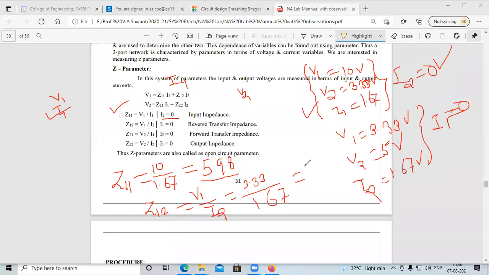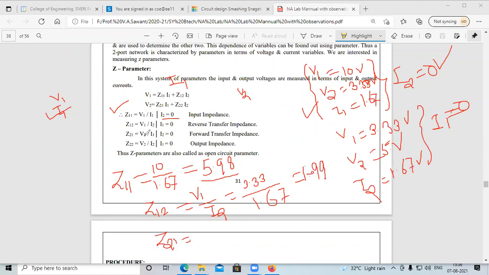Hello, what is the answer? 1.99. Okay, so see 1.99. Then similarly we calculate the value of Z21.